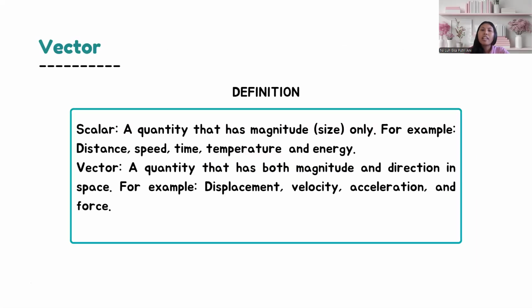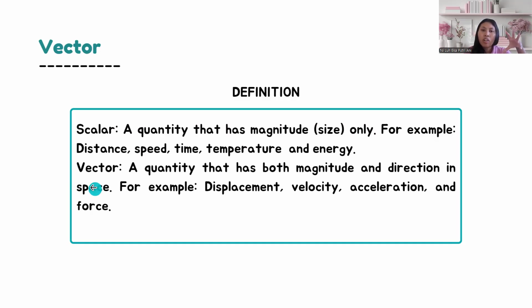Now, in physics and mathematics, quantities are divided into two main categories: scalars and vectors. Understanding the difference between them is the foundation of vector algebra. Scalar is a quantity that has magnitude, or size, only. For example, distance, speed, time, temperature, energy, and so on.